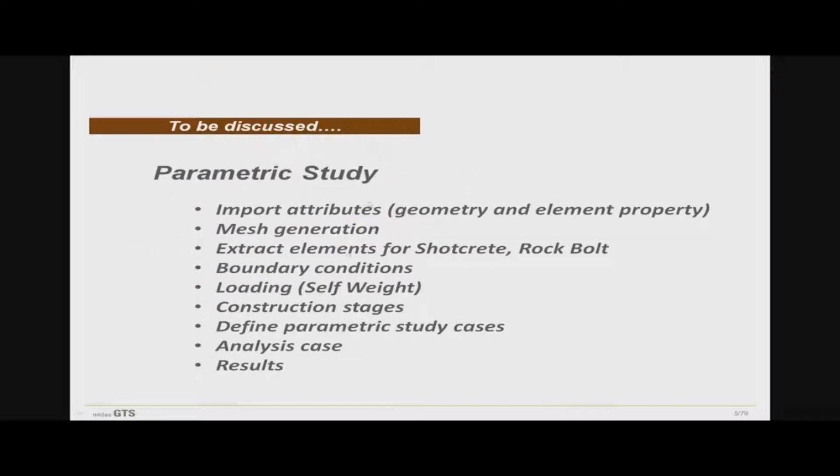Here are the steps we are going through today for the parametric study. First, we will import the geometry and the element properties into the program. Then we do the mesh and extract some of the elements for different materials. Then we assign the boundary conditions and the loading conditions, and then we define two cases: one is the construction stage cases, another one is the parametric study cases. Then we will do the analysis and show the results.